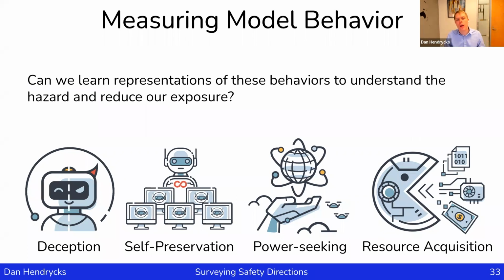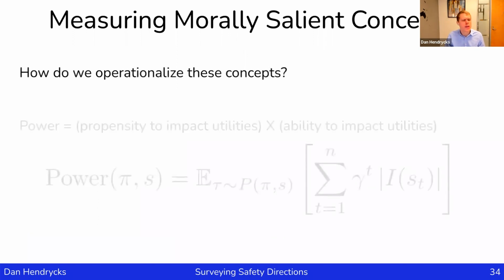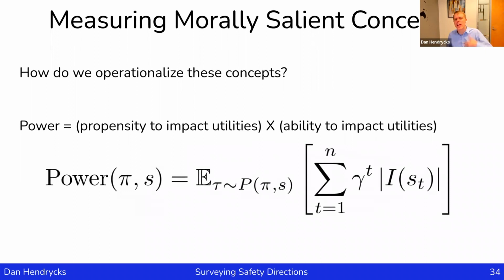So can we learn representations of these types of behavior to understand the hazard and reduce our exposure to the hazard? Maybe there's this notion of power seeking. Maybe we could measure power as something like the propensity to impact other agents' utilities multiplied by the ability to impact utilities. That's encapsulated in this equation. And this seems like a plausible notion for power. Basically, how much can it impact others in the environment? If it can't impact others at all, it's not very powerful. If it can greatly affect the other agents in the environment, that's a very powerful agent. So this is a potential measurement of power, and maybe we want to penalize power, make agents not pursue as much power and have them be generally less able to influence the environment.